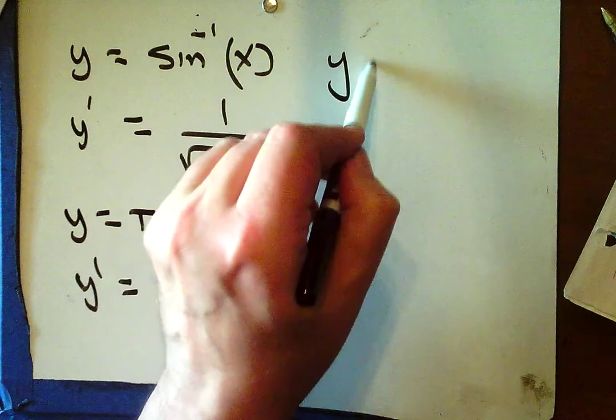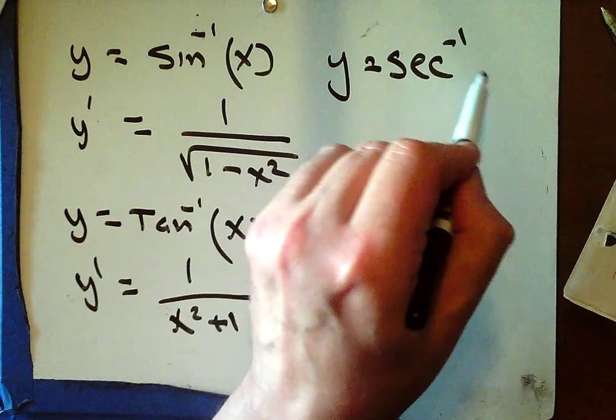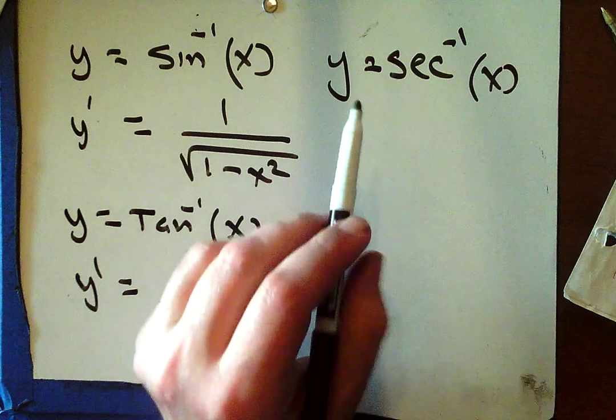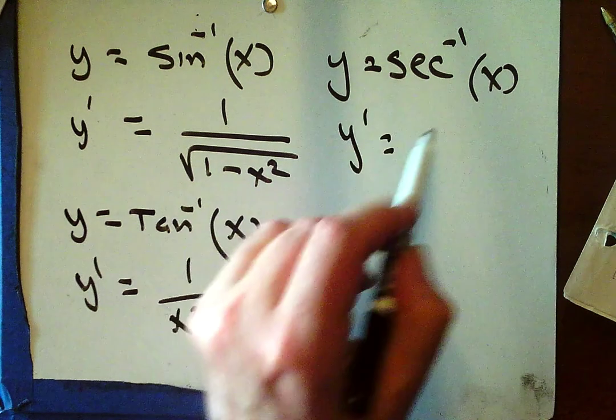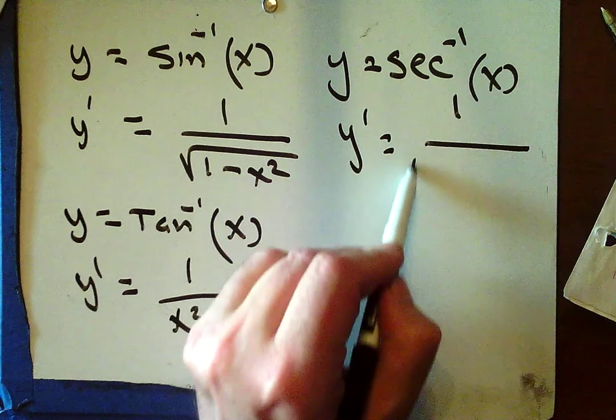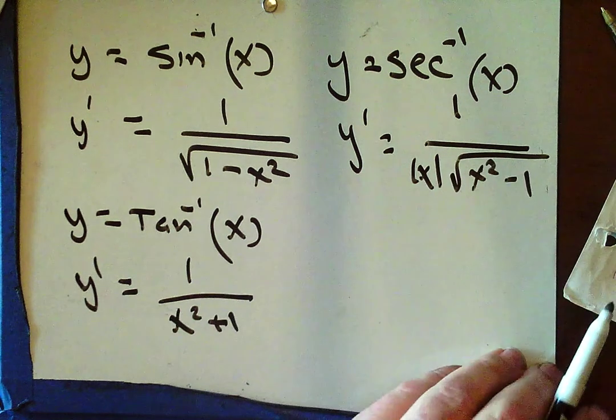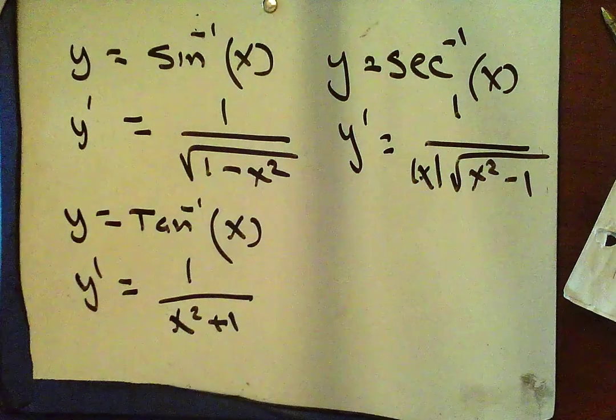And do we remember the derivative of secant inverse? There's only a couple of videos ago. We know that y prime is going to be 1 over absolute x times the square root of x squared minus 1. So we should be able to comfortably take these derivatives. So how about this one?